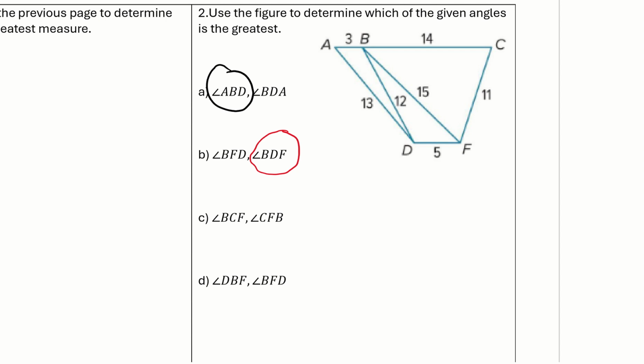BCF, and then CFB. The opposite of that is 14. Opposite of that is 15. 15 is bigger than 14, so that means it's got to be BCF, the black one. All right, and then one more for that. DBF. The opposite of that is 5. Compare that with BFD. BFD, the opposite of that is 12. 12 is bigger than 5, so this is bigger.